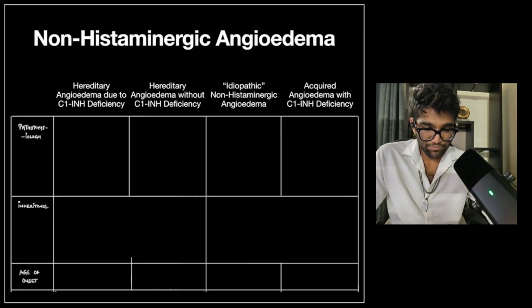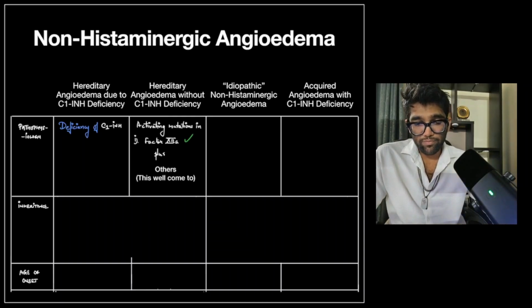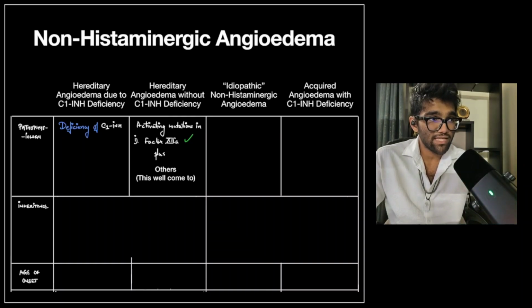non-histaminergic angioedema. So, pathophysiologically speaking, in hereditary angioedema due to C1-INH deficiency, there is a deficiency of C1-INH function. In type 1, there is a reduction in the production of C1-INH. In type 2, we have a functional defect in its function. So it is not able to inhibit the classical complement pathway and activation of bradykinin adequately. Now, hereditary angioedema without C1-INH deficiency is most commonly due to mutations in factor 12A, which is the initiating factor in the contact pathway.